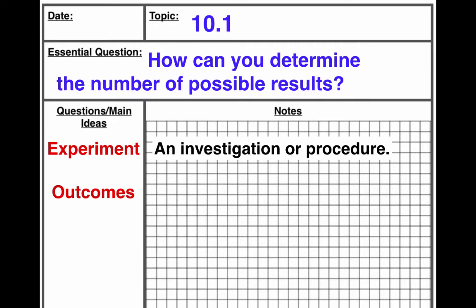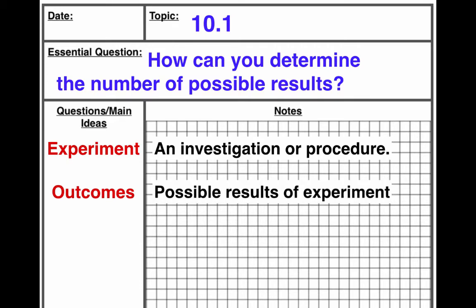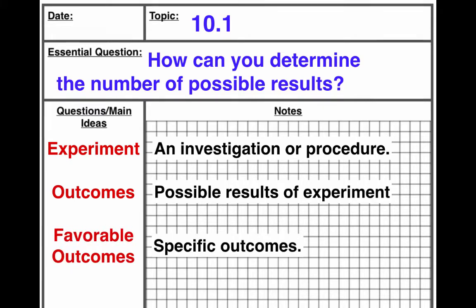Now, outcomes are the possible results of your experiment. So outcomes are things that can happen when you do your experiment. So we're going to use that word a lot during chapter 10. And favorable outcomes mean specific outcomes that are usually things that you want or you're looking for. So if they're favorable outcomes, they're very specific, meaning you're thinking of an exact thing that you want to have happen. So I just wanted to get you to write some vocabulary down in your notebook because it's important to hear these words and know what they mean mathematically. And then we're going to look at some basic examples today.